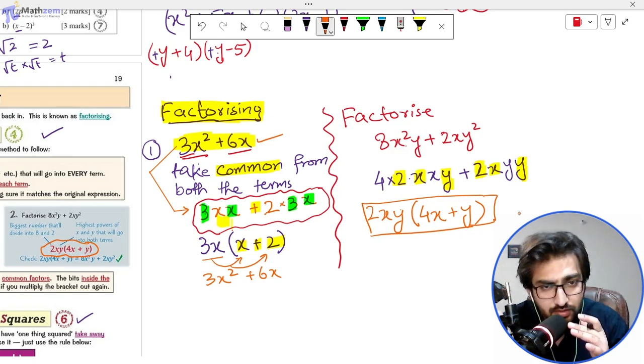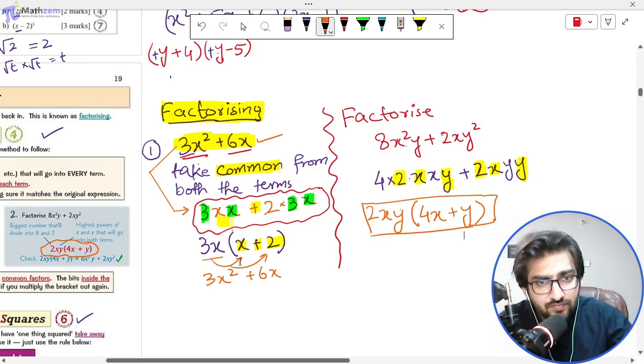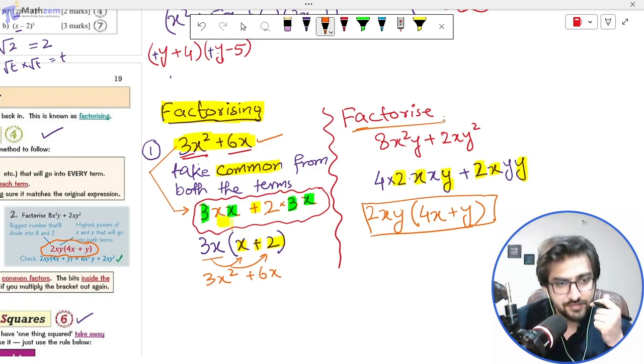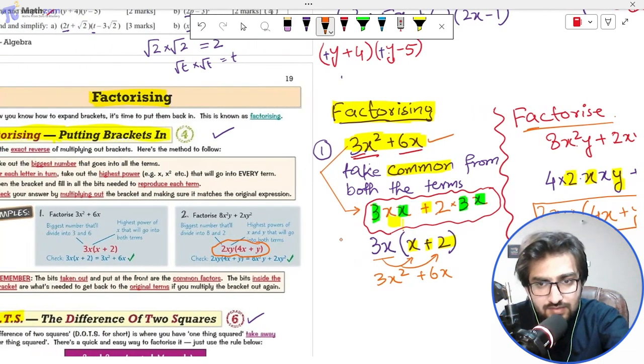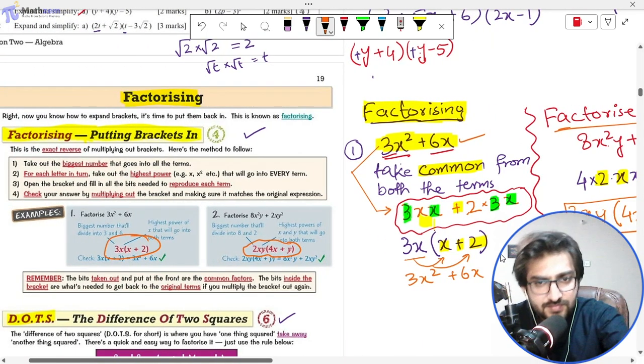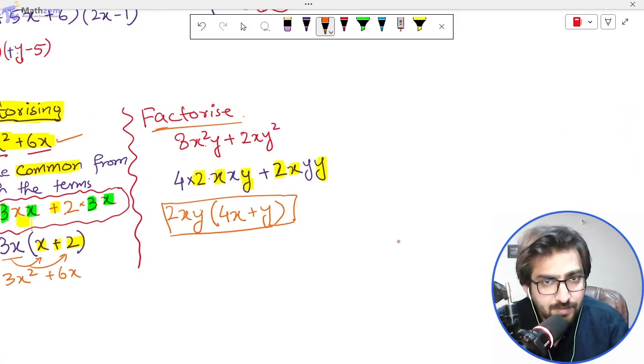We have taken common from those two terms, and you can say you have factorized this question, because the question is saying factorize, right? So what does factorize mean? In this case, taking common is factorization or factorizing. By the way, you can see question number 1 answer, that was 3x(x plus 2). Let me give you a homework question, a practice question. Try this question, okay? So these are practice questions.